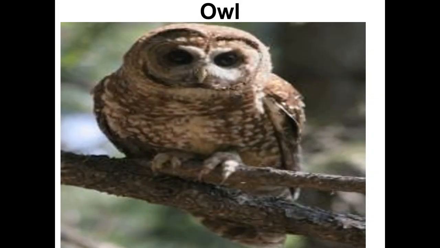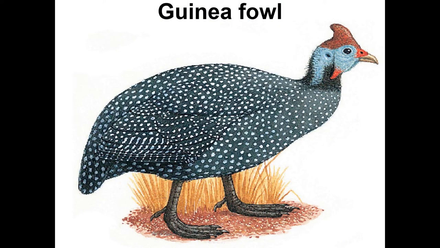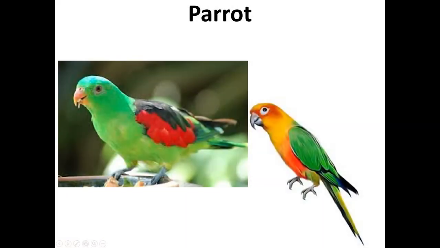We have an owl. Look at the eyes. That is an owl. Have you ever seen an owl anywhere? Ooh, it looks cute, because of the big eyes, maybe. Look at this. I like the black and white. The guinea fowl. Everybody say guinea fowl. Guinea fowl. Yes, look at it. It has beautiful, beautiful feathers. It has those spots, the black and white. It's so amazing.